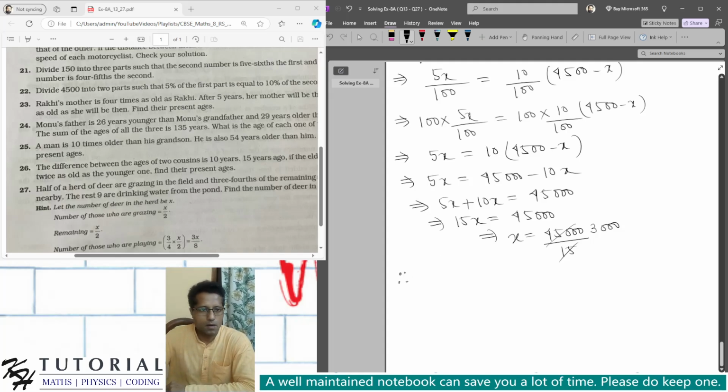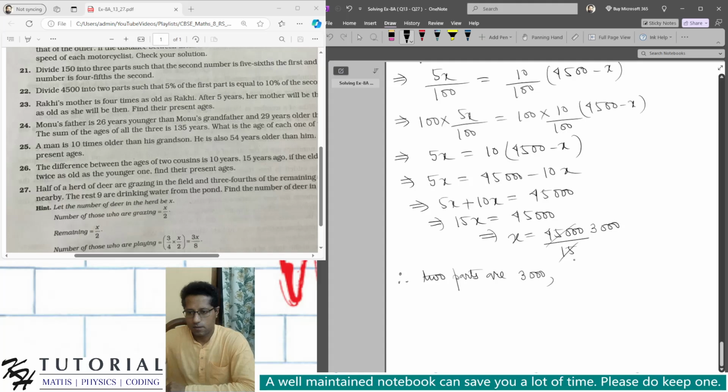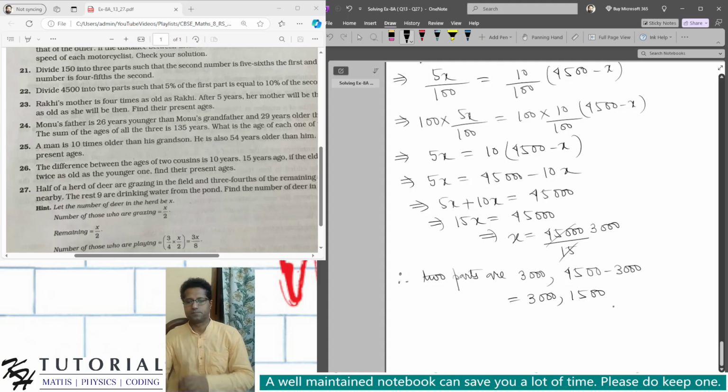Therefore, the two parts are x, which is 3000, and the other part will definitely be 4500 minus 3000. That is, the two parts are 3000 and 1500.